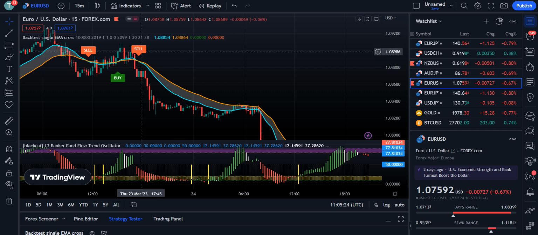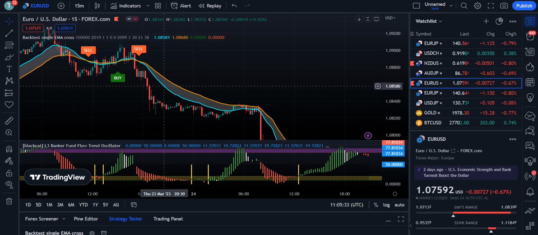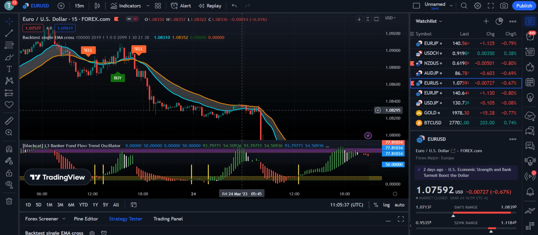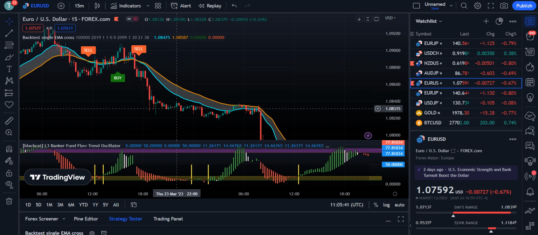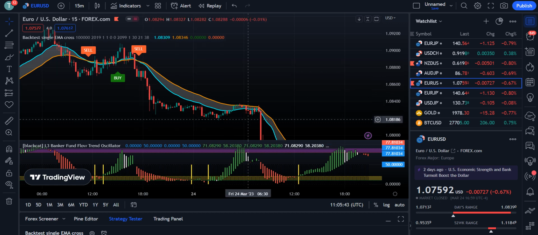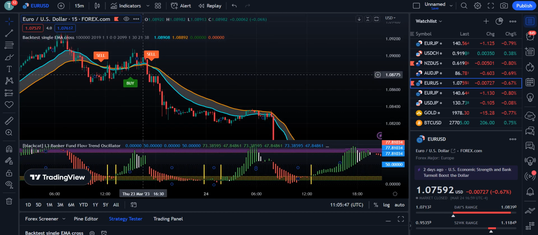We have to look at this signal, and then we have to wait for our market to move below the crossover of these two EMAs, the one with 21 EMA and the second one with 38 EMA, that cross each other, and our market should be below this crossover.